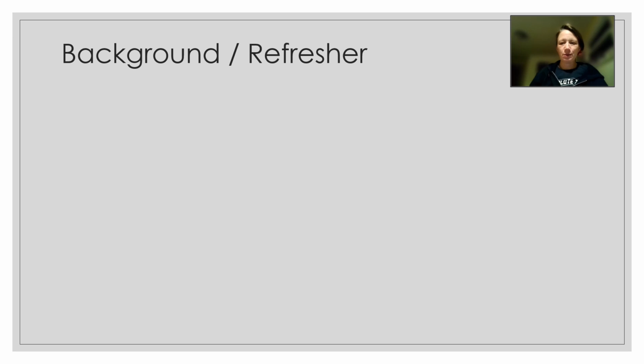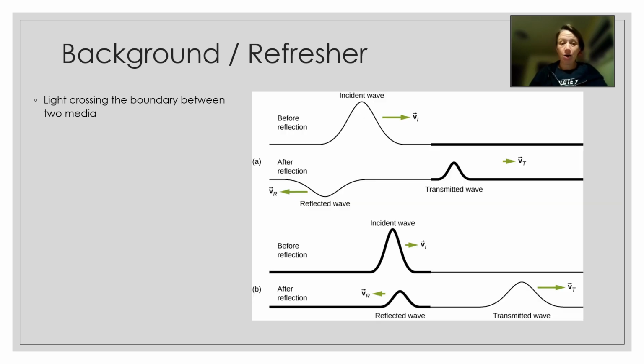I want to start with a little bit of background refresher from things we've learned about previous waves. The first is that when light crosses the boundary between two media, like all waves, the speed of the wave is going to change. For light, we use the index of refraction variable, or n, to represent the speed of light in a specific medium. But keep in mind that a large n actually means a small v, so you need to remember that when it comes to whether the light wave is speeding up or slowing down.